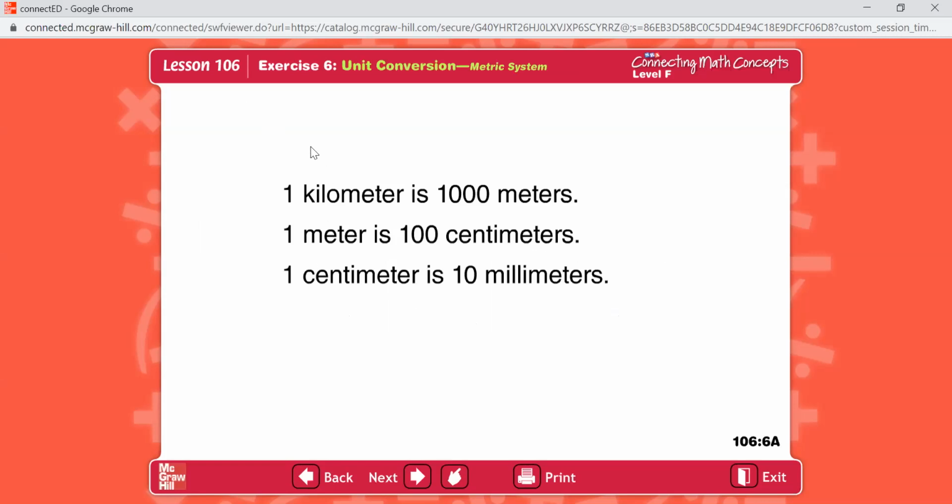Here are our related facts. Repeat after me. 1 kilometer is 1,000 meters. 1 meter is 100 centimeters. 1 centimeter is 10 millimeters. Let's read them again. 1 kilometer is 1,000 meters. 1 meter is 100 centimeters. 1 centimeter is 10 millimeters.